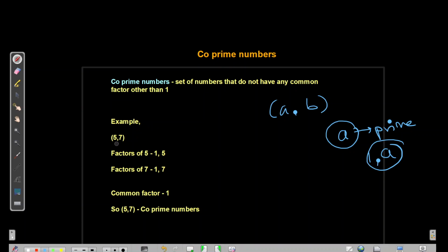Let us consider the example 5 and 7. Factors of 5 are 1 and 5. Factors of 7 are 1 and 7. When you take that, the common factor is 1. So I can claim that 5 comma 7 are coprime numbers.